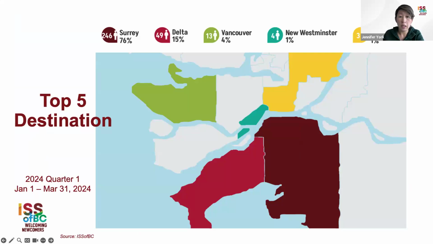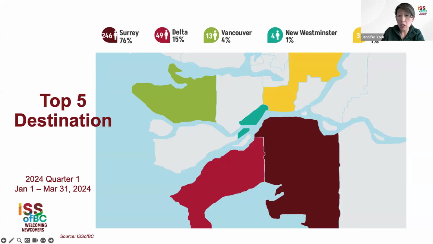Next slide. Thank you. Top 10 destinations, and no surprise there, 76% have been moving to Surrey in this first quarter. What is interesting is we're starting to see an increased emergence of Delta becoming a recipient. In the first quarter, we're seeing 15%, about 49 individuals who are moving into Delta. And then Vancouver's 4%, New Westminster in this first quarter was 1%, and Coquitlam 1%.